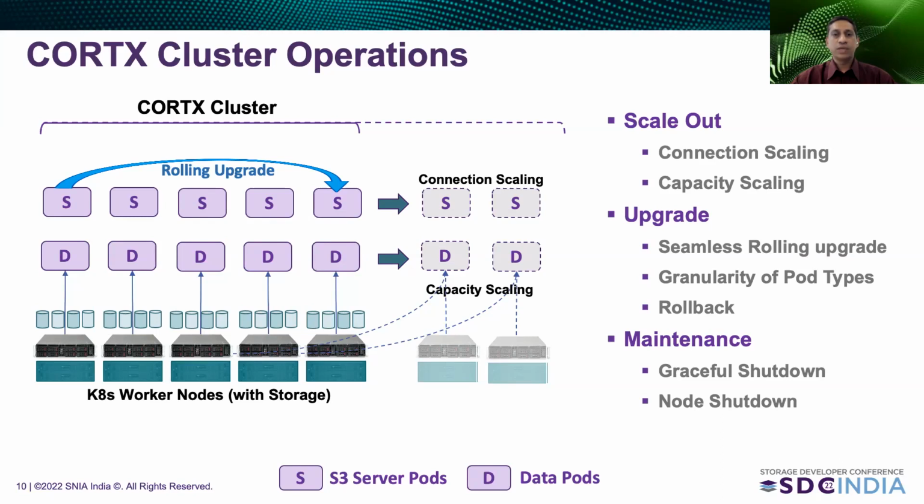In CORTX, rolling upgrade is performed at the granularity of individual pod types to help with better availability during upgrade. For maintenance reasons, specific CORTX pod instances or the entire CORTX cluster can be shut down gracefully. This is done using Kubernetes scale command set and replica configuration parameter.